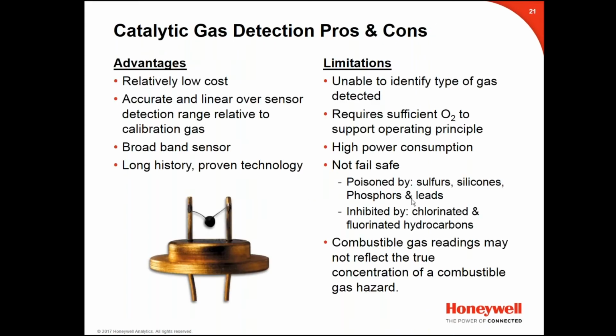Some advantages of catalytic bead gas detection are that it's relatively low cost, it's accurate and linear over sensor detection range relative to the calibration gas, utilizes a broadband sensor, and has a long history with a proven track record for the technology. A few of the limitations are it leaves you unable to actually identify the type of gas being detected. Also, it requires sufficient oxygen to support the catalyst process.